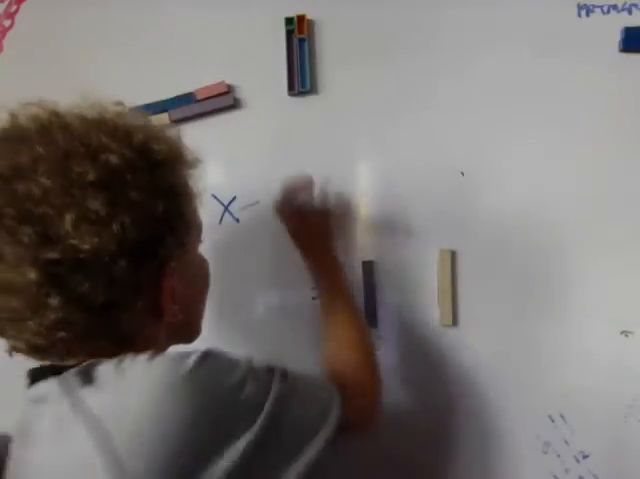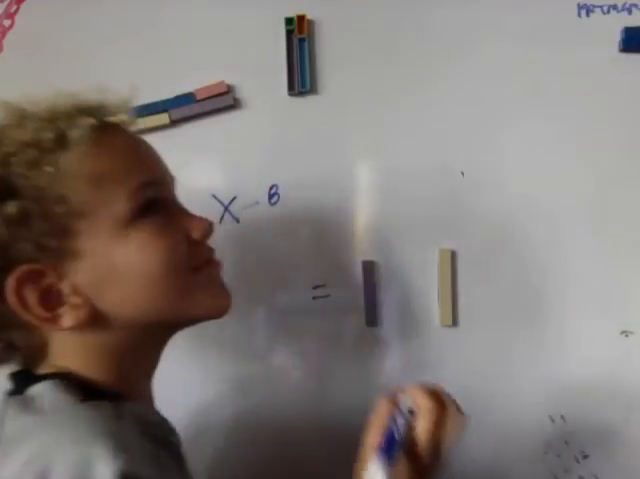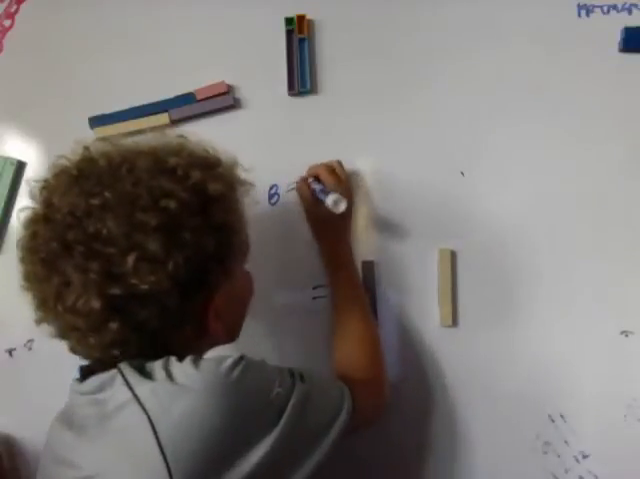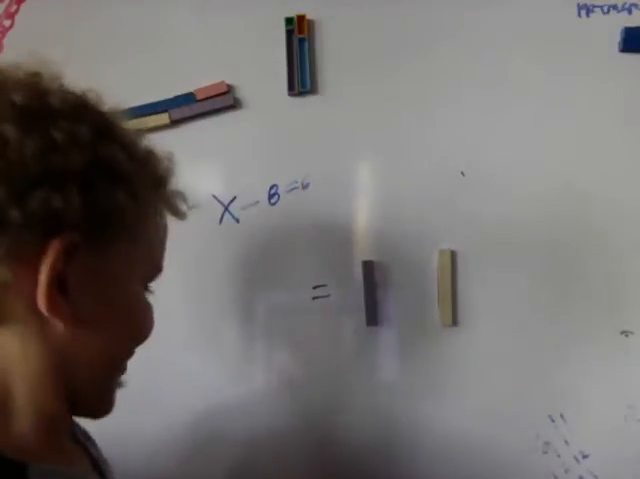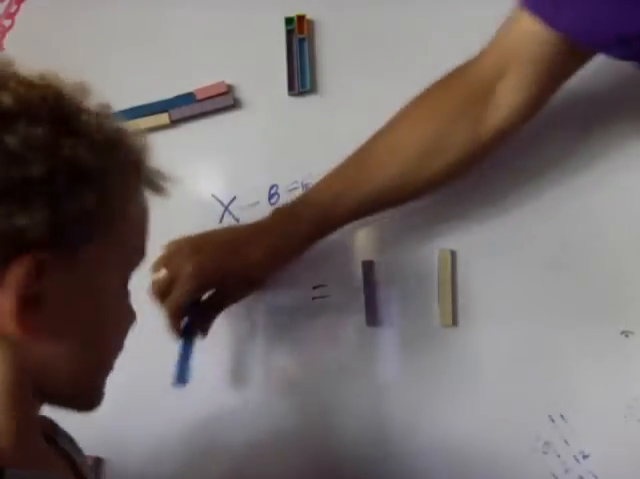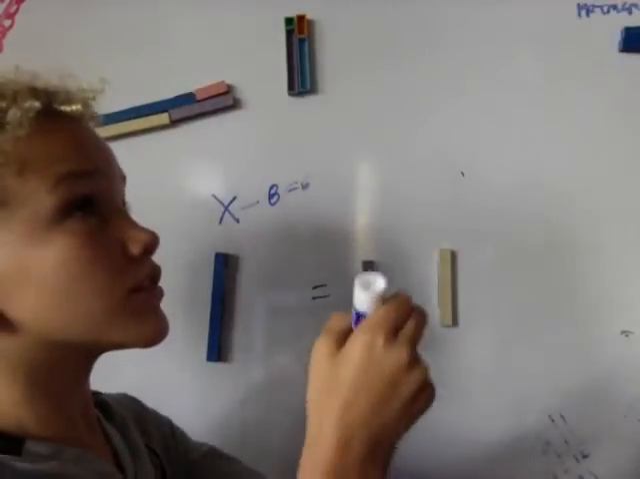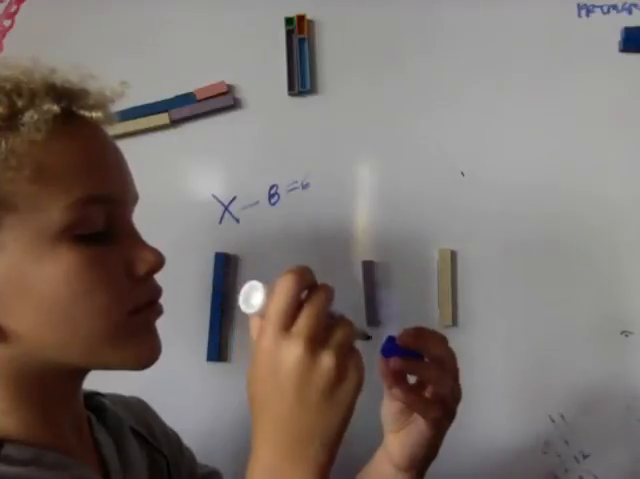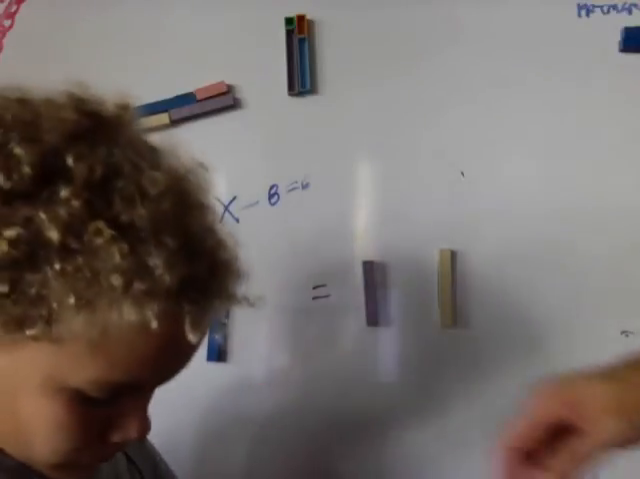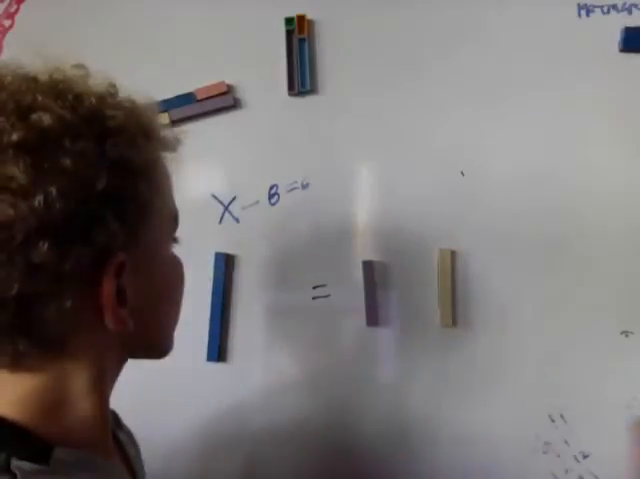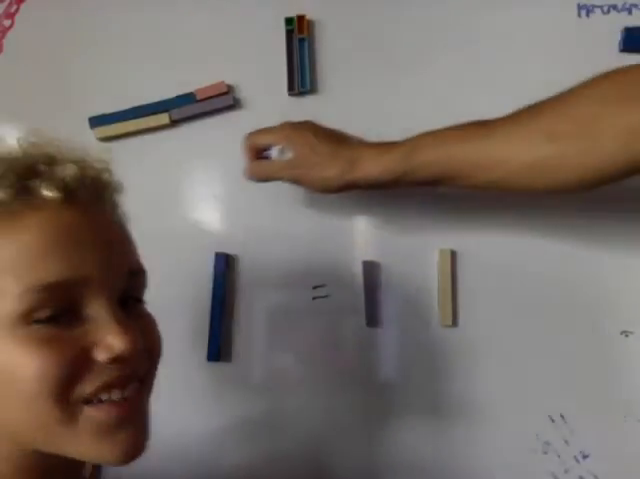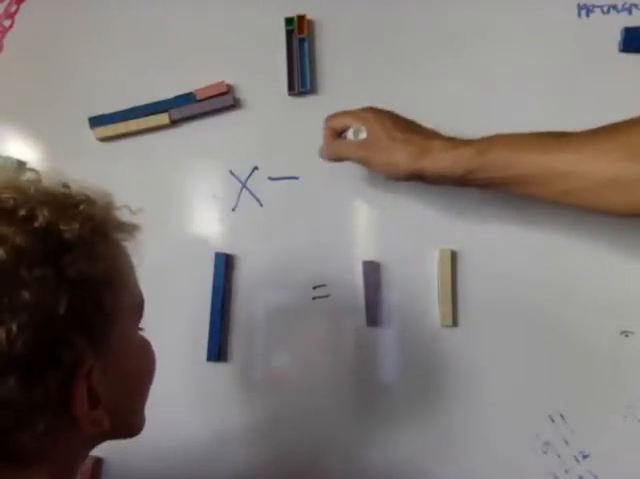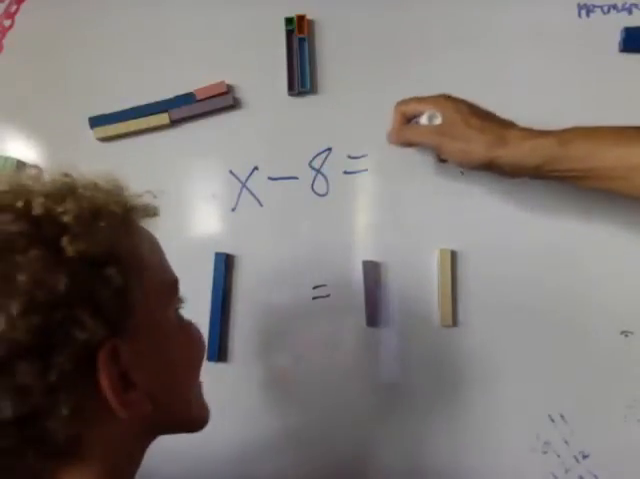X minus something is what? X minus 8, okay, is the same thing as 6. That's a good one. So we're going to have an X over here. Now we've got to build 8s, though. So here, I'm going to rewrite it. You made the problem. I'm going to rewrite it big for people to see. X minus 8 was the same thing as a 6.